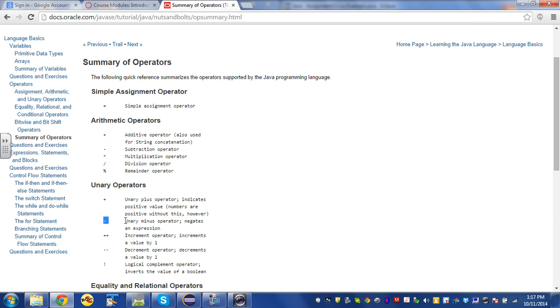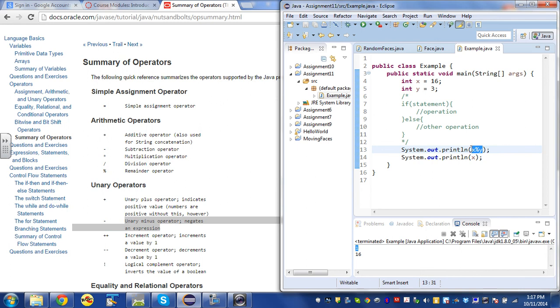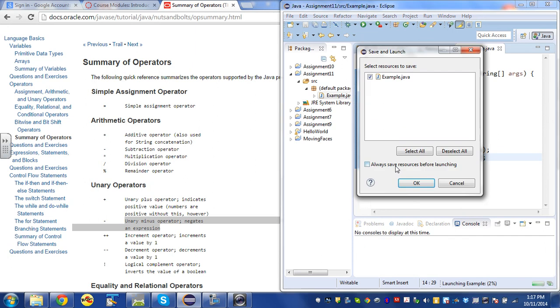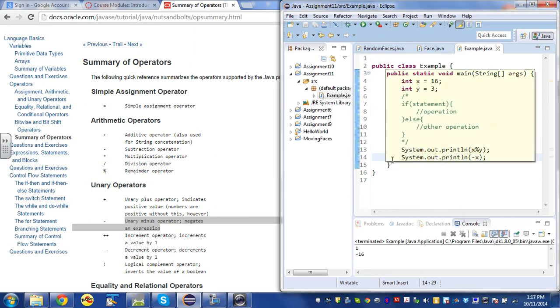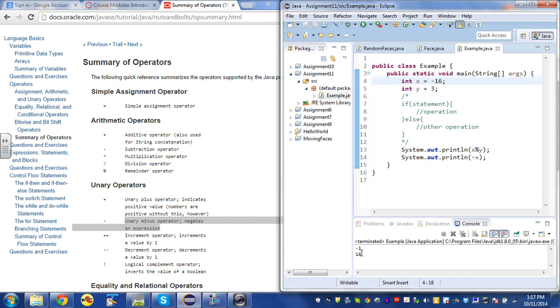The unary minus is just a negation. So if you take x and you put a minus in front of it, it'll print negative 16 instead of 16. If it's positive, it makes it negative. If it's negative, it'll make it positive. So say I've got a negative 16, and I take the negative of that, the negative of negative 16, it gives me a positive 16. So you should be a little bit familiar with the unary minus operator.